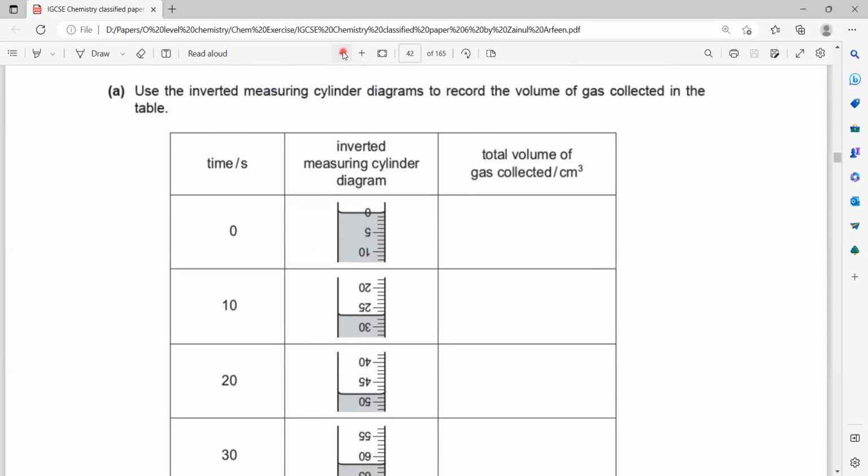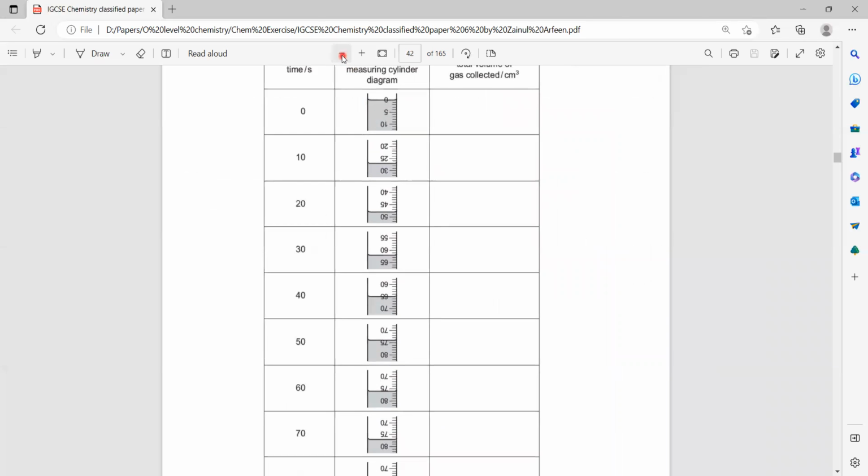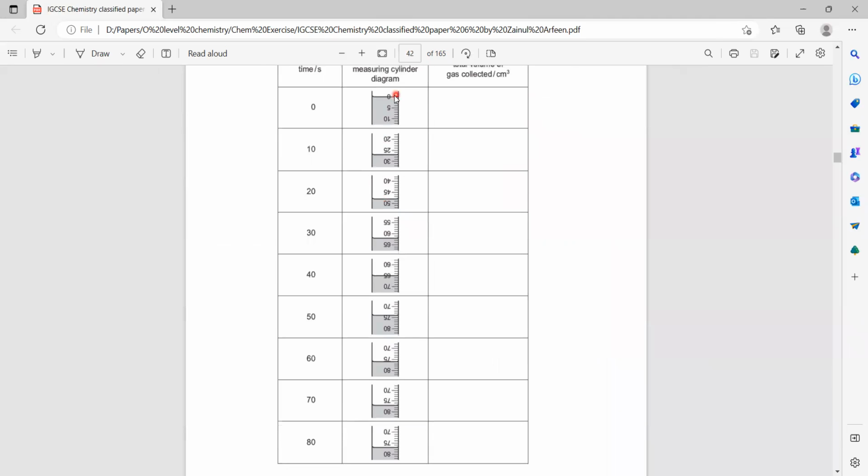Use the inverted measuring cylinder to record the volume of the gas collected. So you can use the screen annotation to complete this. The first one is 0.0. The second one is 27.0, or 27. Then 48.0.